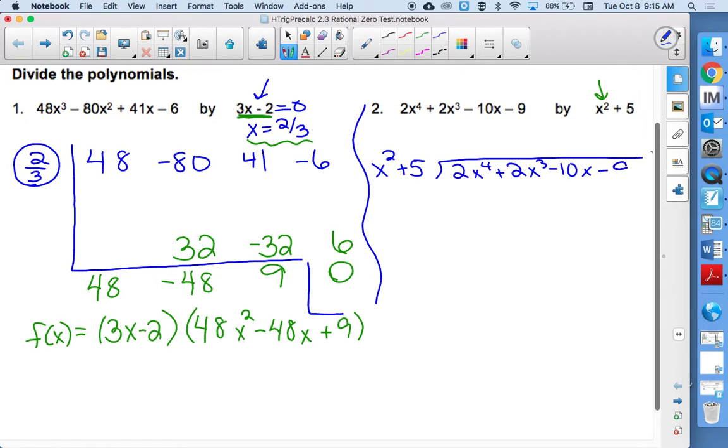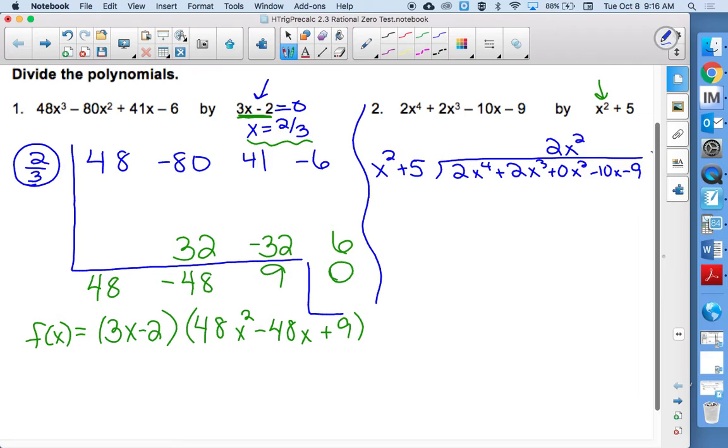Dylan, what do you think about when we're using long division? Take away the 5 and only use the x squared. So yeah, ignore the 5. You're looking at x squared. What do you multiply x squared by to make it 2x to the 4th? 2x squared. Right. And I'm going to place in here that missing piece, the 0x squared, and then negative 10x minus 9. So he said 2x squared.